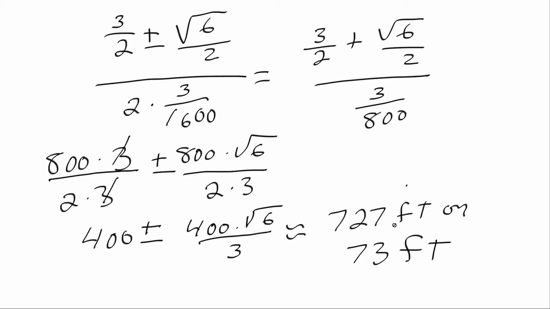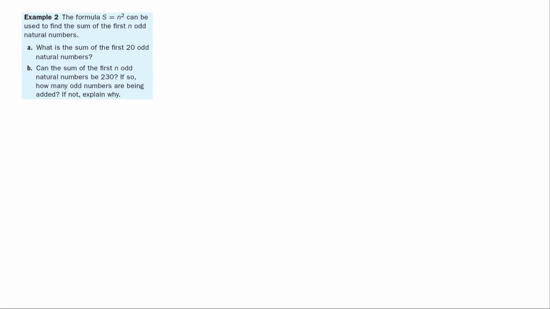Okay, let's get on to the next example, and this will be the last one for this chapter. This one, example 2, the formula S equals n squared can be used to find the sum of the first n odd natural numbers. So what are natural numbers? You need to know that to begin to see. So for n is 1, for our n value, if it's 1, 2, 3, then it equals the sum of the first n odd natural numbers.